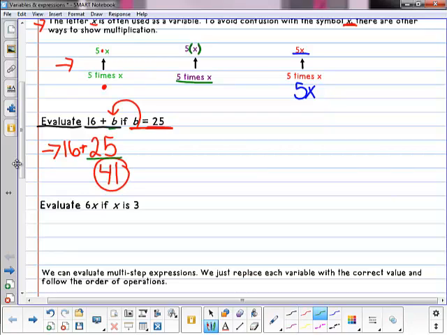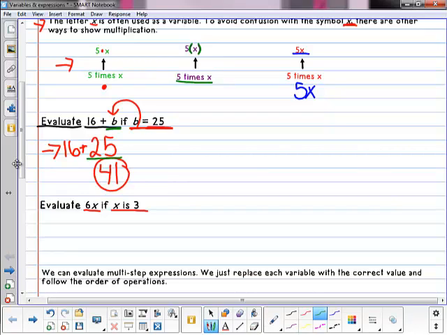And what I'm going to be looking at when we practice these is, first of all, did you write it correctly? Did you fill in the correct value for your variable? And then, of course, did you get the correct answer? Let's take a look at another one.